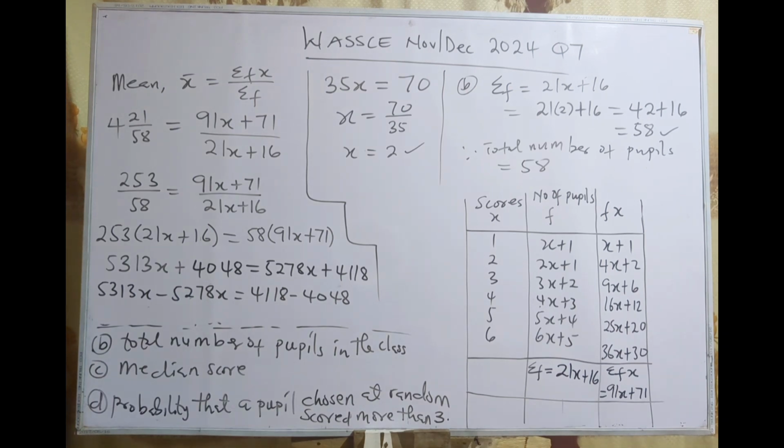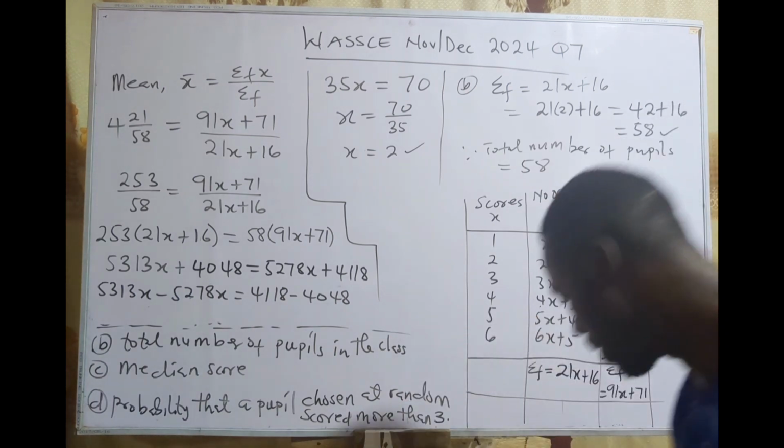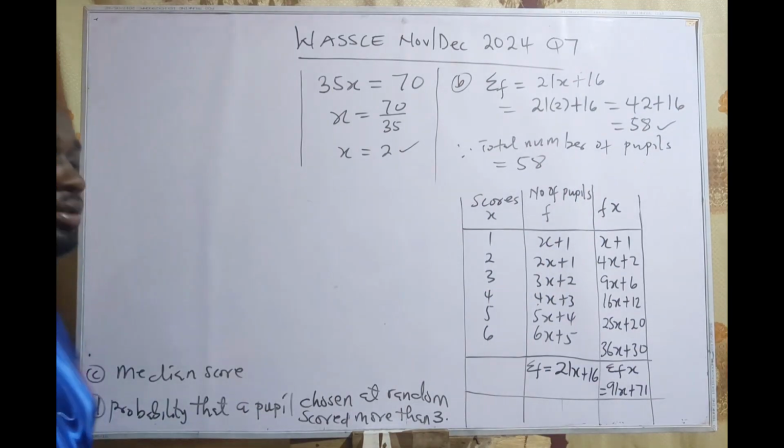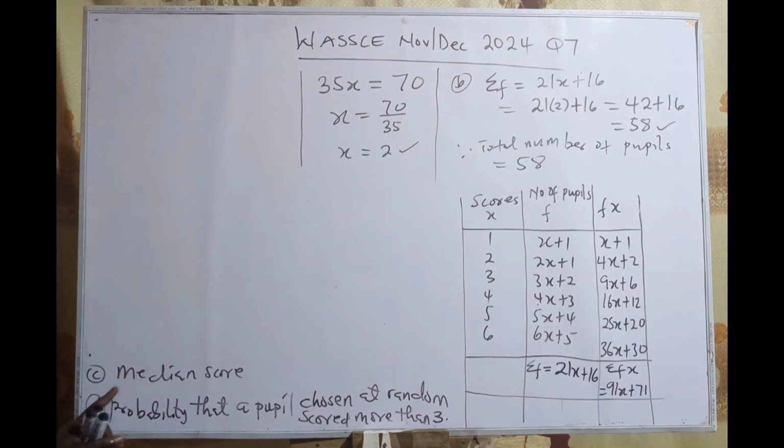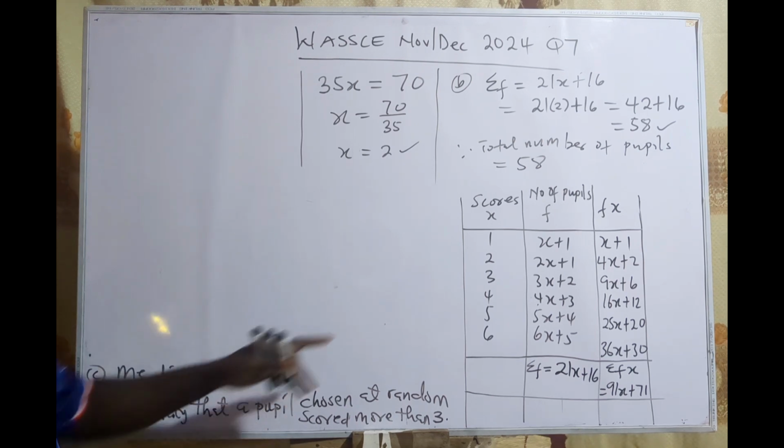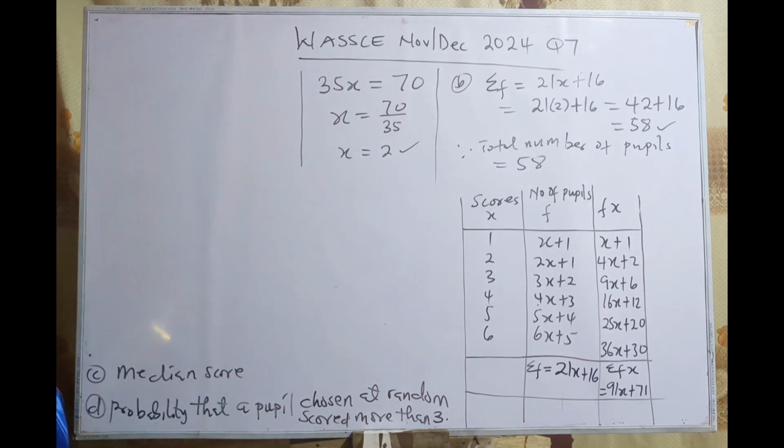Right, then the next thing we are going to do is the median score. So the C is the median score, so we have to find the median score. And what is the median? The median is the middle value of the data. So if you want to get the middle value from the frequency table, we take the total frequency and divide it by 2, or multiply by half. When you divide by 2, it will tell us where the middle value is.